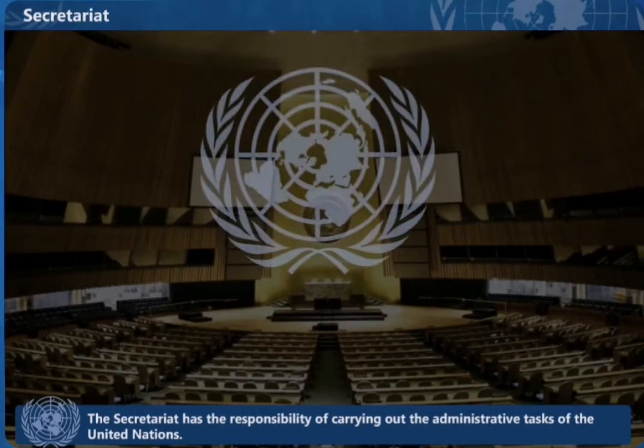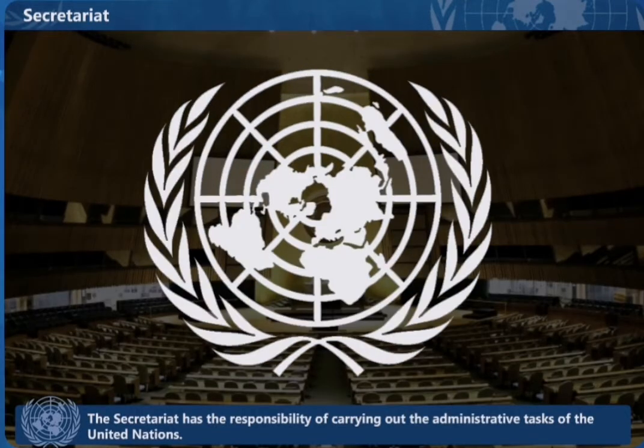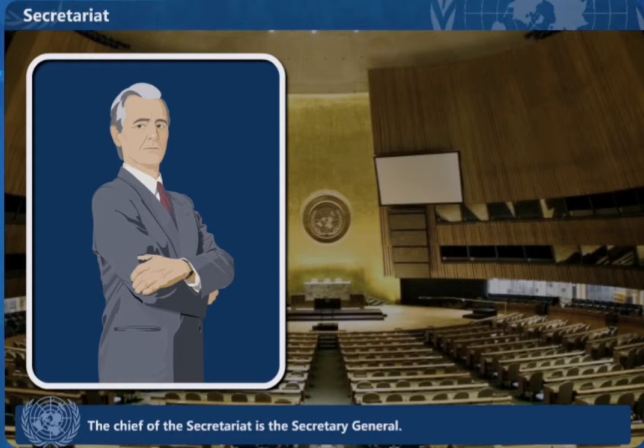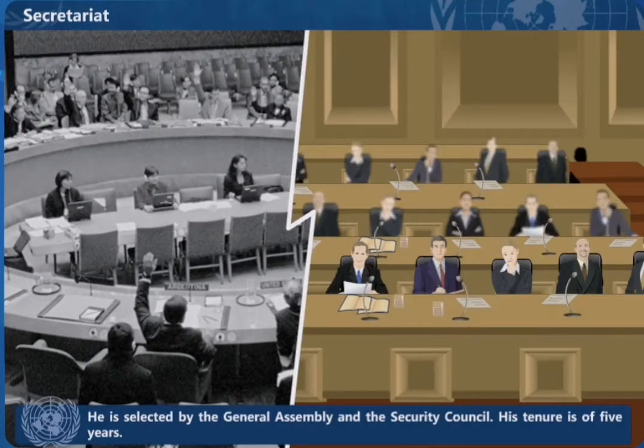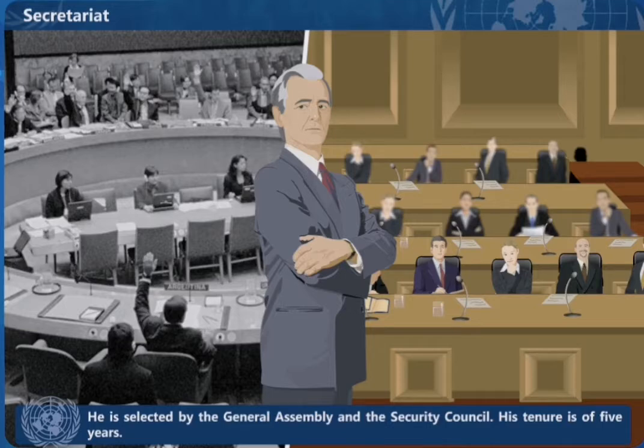Secretariat. The Secretariat has the responsibility of carrying out the administrative tasks of the United Nations. The chief of the Secretariat is the Secretary General. He is selected by the General Assembly and the Security Council. His tenure is of 5 years.